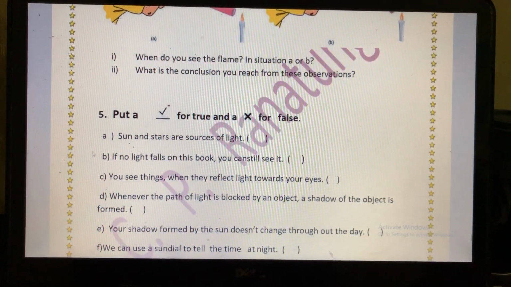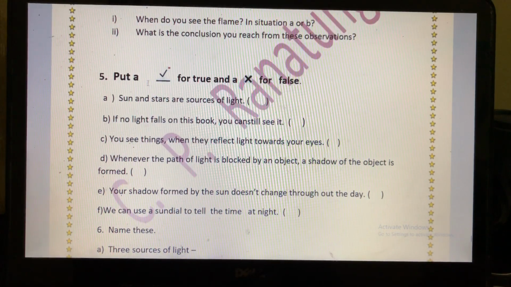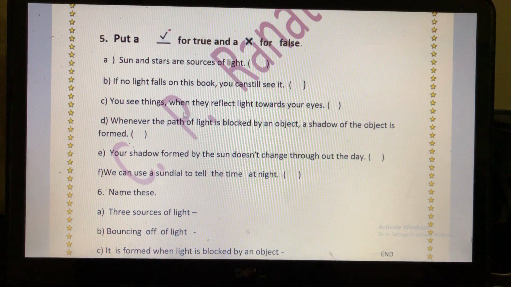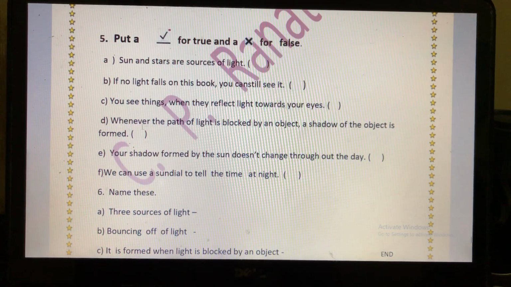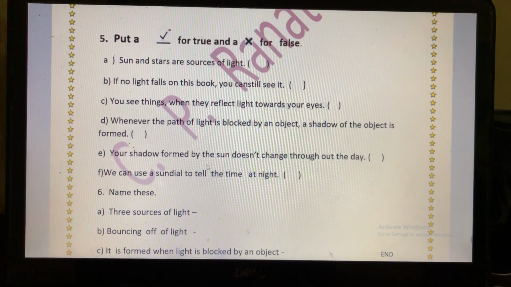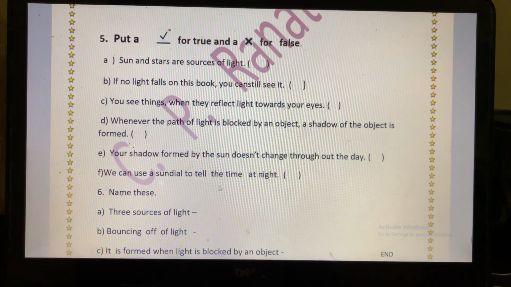Number 5, put a tick mark for true and a cross for false. Sun and stars are sources of light. If no light falls on this book, you can still see it. You see things when they reflect light towards your eyes. Whenever the path of light is blocked by an object, a shadow of the object is formed. Your shadow formed by the sun doesn't change throughout the day. We can use the sundial to tell the time at night.